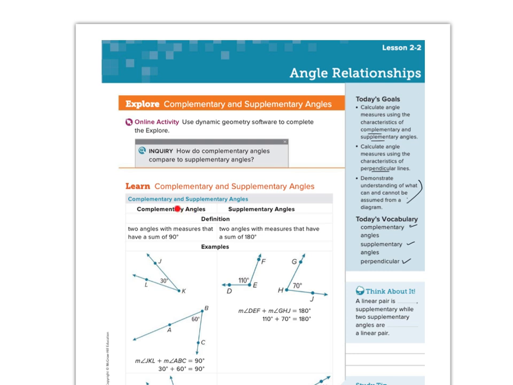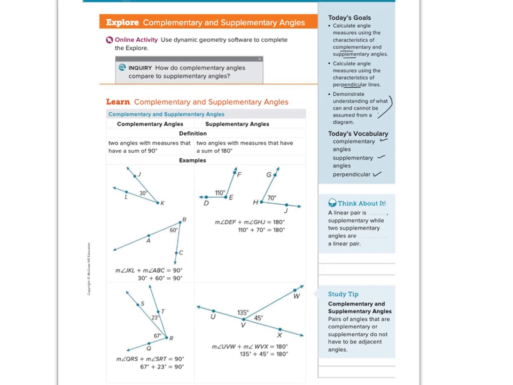Complementary angles, those are a pair of angles that when we sum them together, they equal 90 degrees. So here in this, I have angle JKL, and I have angle CBA. JKL plus ABC would be 30 plus 60 is 90. That's a complementary angle pair. They do not have to be adjacent or touching.